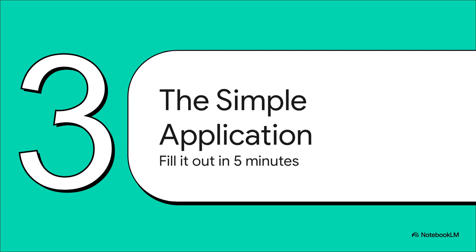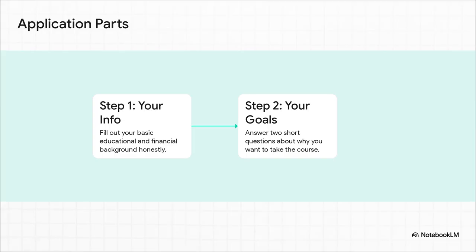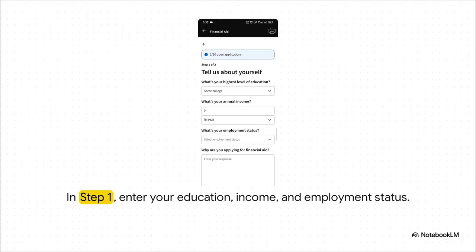Now we're at the application itself. Don't worry, this thing is incredibly simple. It should only take you like 5 minutes tops. The whole application is really just two parts. First, they ask for some basic info about you, and second, there are a couple of really short questions about your goals. Let's break them down. So for step 1, you'll just fill in some details about your education level, what your annual income is, and your employment status. The key here is to just fill this out honestly.